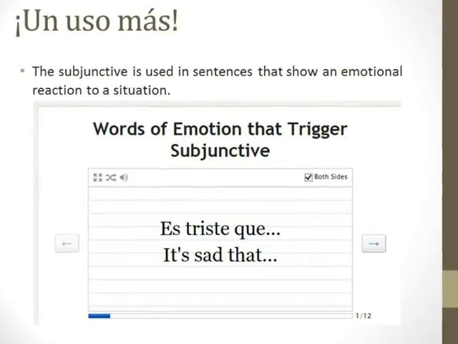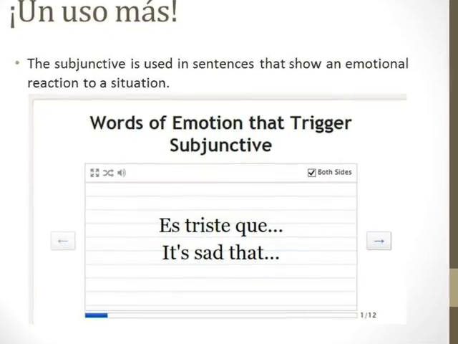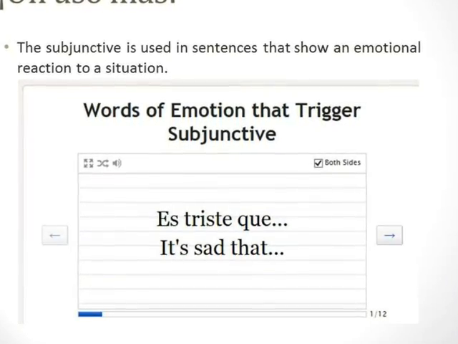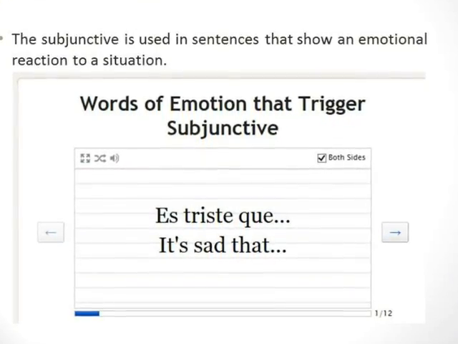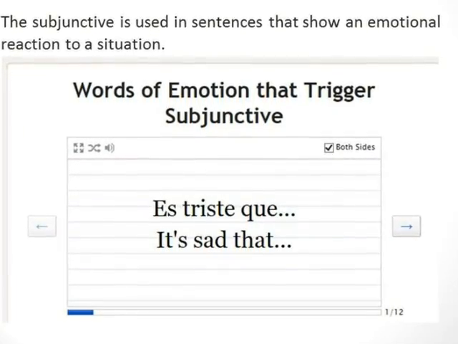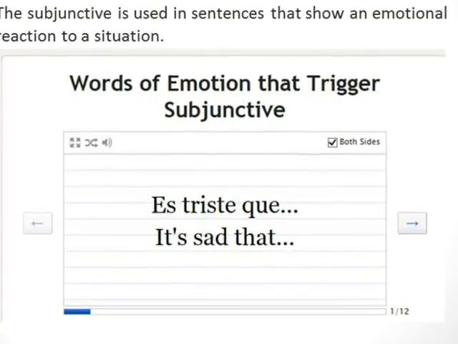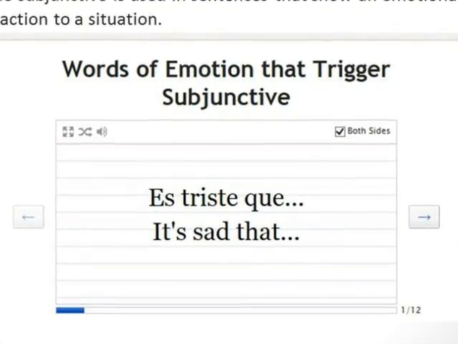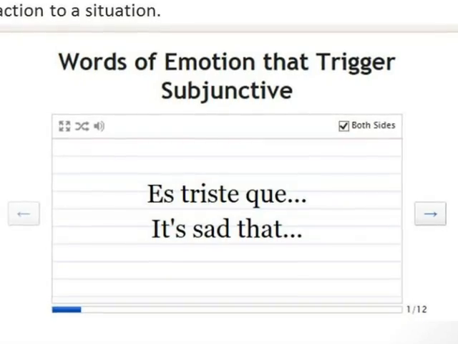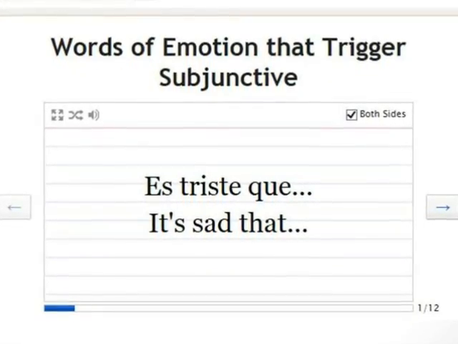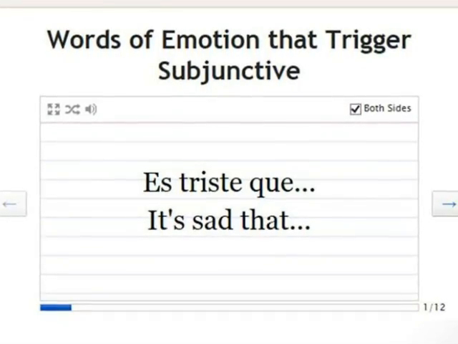All right, this is the final use that you're going to learn in Spanish 3, and we'll add a whole bunch more stuff in Spanish 4 about how to use the subjunctive. So we've already had that you can use the subjunctive about what you want someone else to do, what you hope someone else will do, and the last use is when you are showing an emotional reaction to a situation. This should look familiar because it is a screenshot of our Quizlet set. I just added this set last night to your group for Quizlet, so you can find this and practice with it. It is called Words of Emotion that trigger the subjunctive.